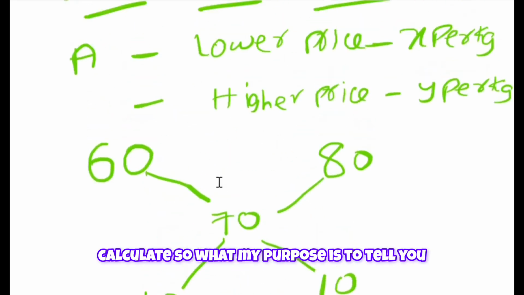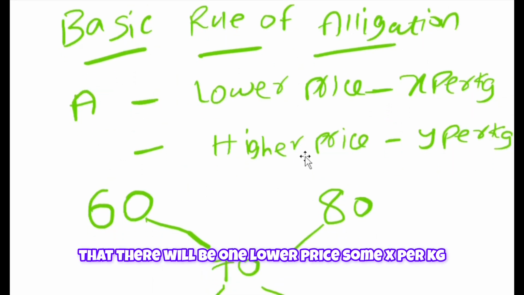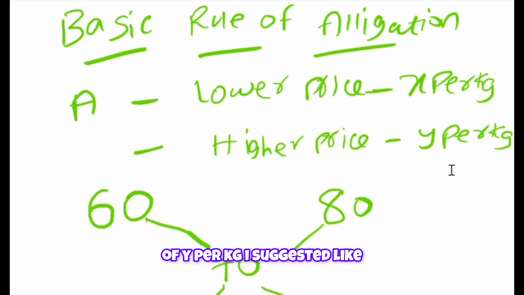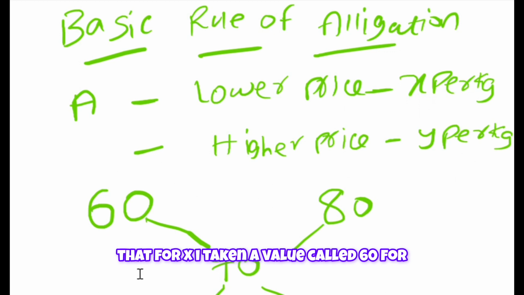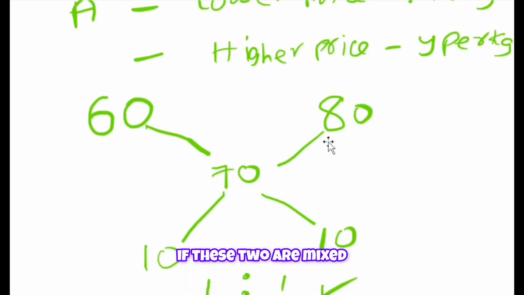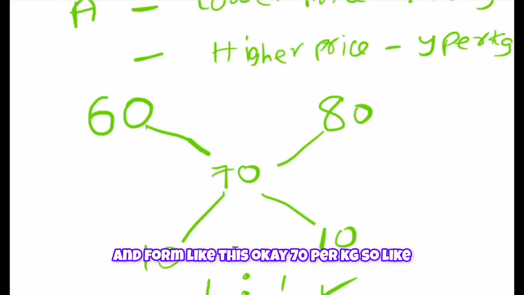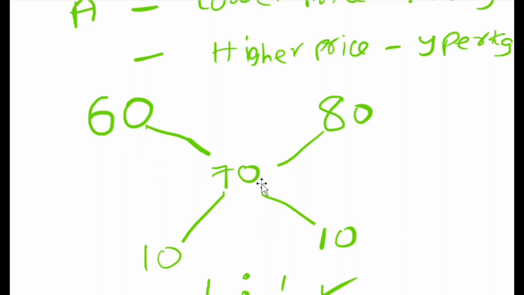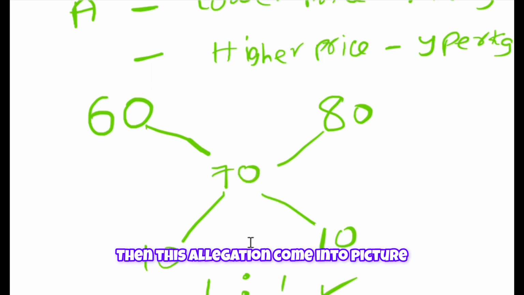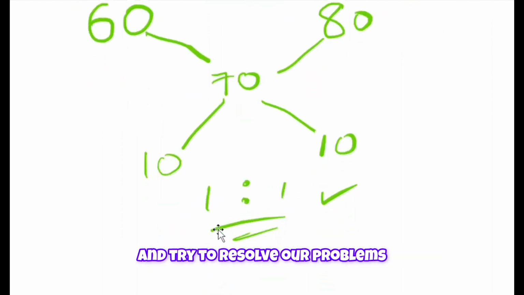My purpose is to tell you that the basic rule of alligation says there will be one lower price, X per kg, and also B at a higher price, Y per kg. For X I took a value of 60, for Y a value of 80. If these two are mixed and form 70 per kg, which is the actual value, one value is lesser and one is more than it, then alligation comes into the picture. We can easily use this to resolve our problems.